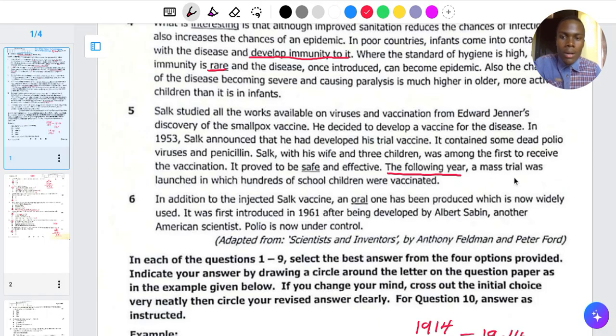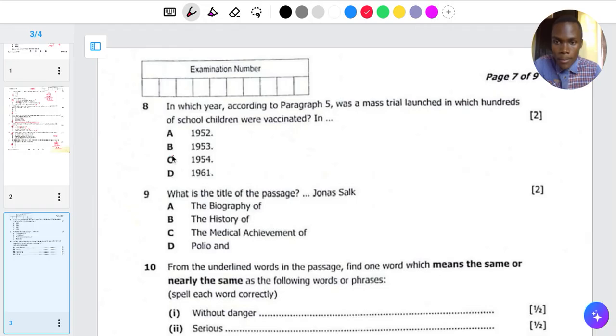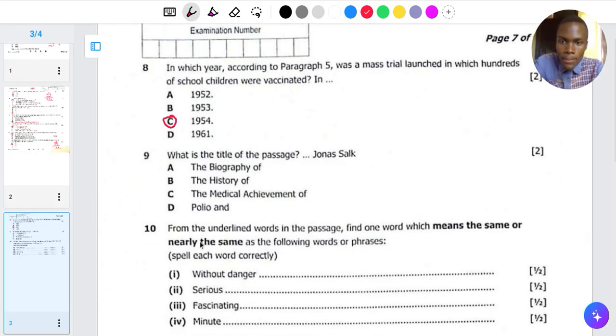So a mass trial was launched in which hundreds of school children were vaccinated. So the following year is 1954. So let's see if we have 1954. See, that's our answer.